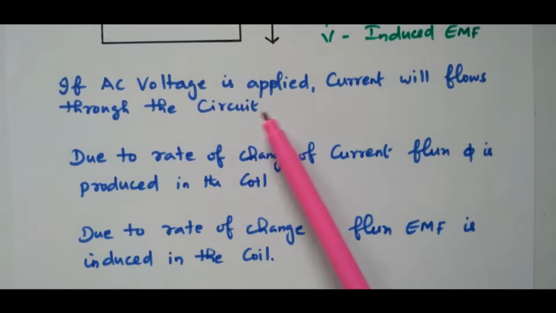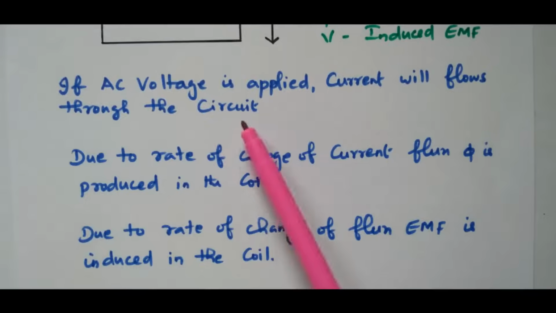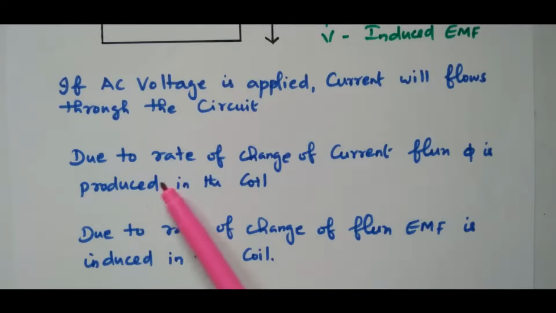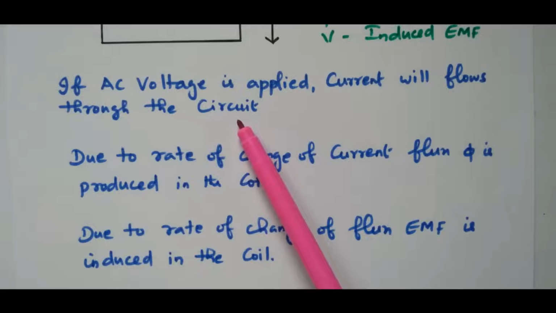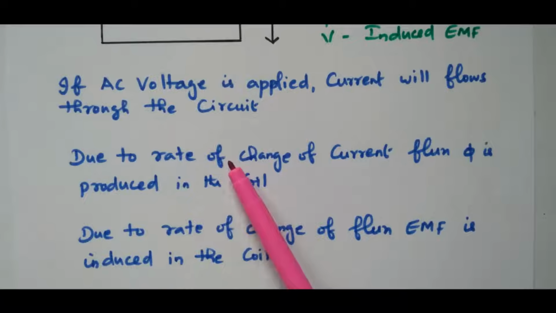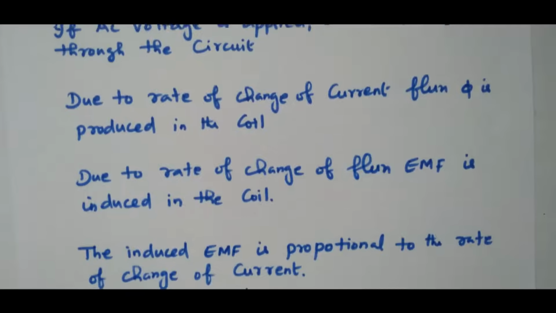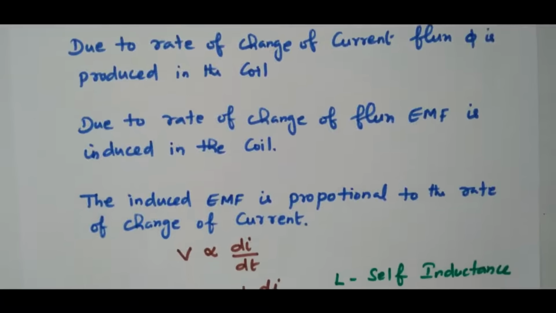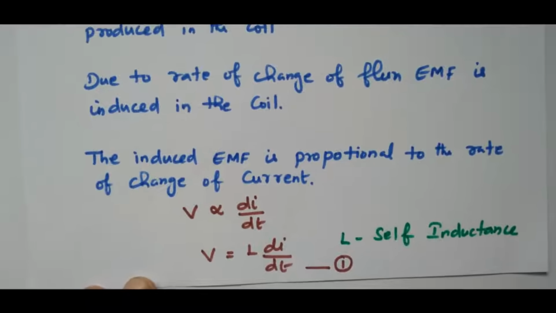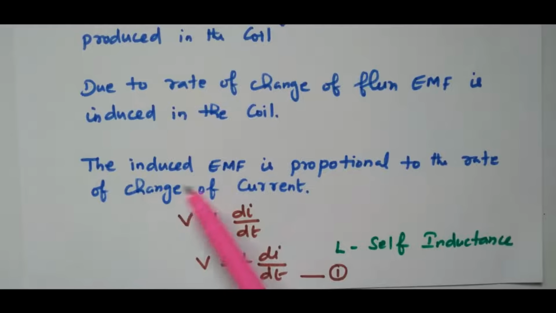If the AC voltage is applied, current will flow through the circuit. Due to rate of change of current, flux phi is produced in the coil. Due to rate of change of flux, EMF is induced in the coil. So voltage is applied, current is flowing. Due to the rate of change of current, flux is produced. Due to rate of change of flux, EMF is induced in the coil. Now we'll see what this EMF is.